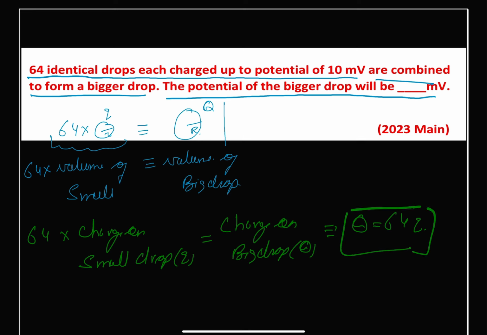And with respect to the volume, we can write 64 multiplied by 4 by 3 pi r cube will be equal to 4 by 3 pi capital R cube. And here 4 by 3 pi cancels out. So this gives us a relationship between the radius of the small and big drop: capital R is equal to 4 times small r.